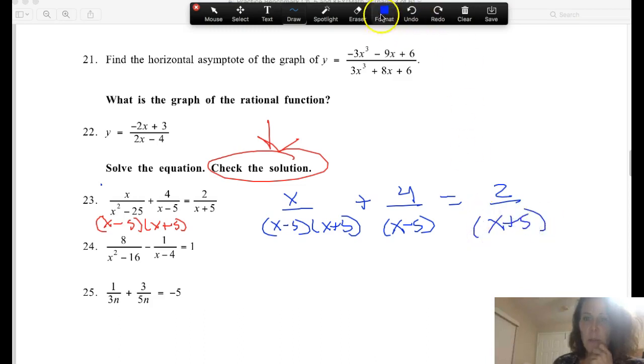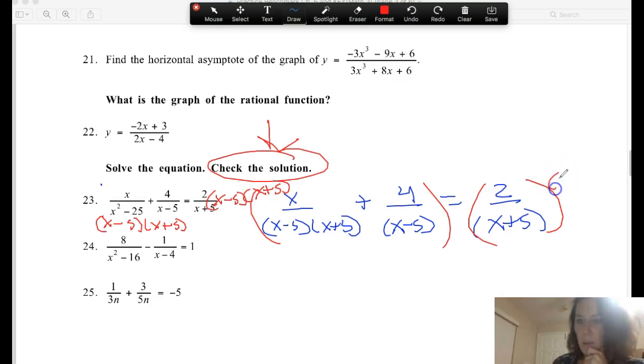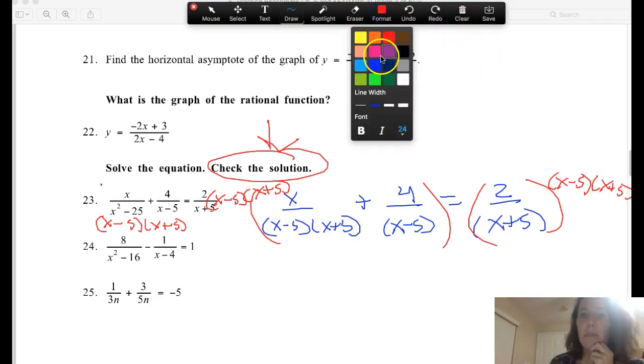Now I'm going to multiply both sides of my equation by my least common denominator to get rid of my denominators. So I'm going to multiply both sides by x minus 5 times x plus 5. I'm just kind of writing it to the side here. I'm going to multiply by x minus 5 times x plus 5. If I multiply both sides by the same thing, I'm keeping the balance.